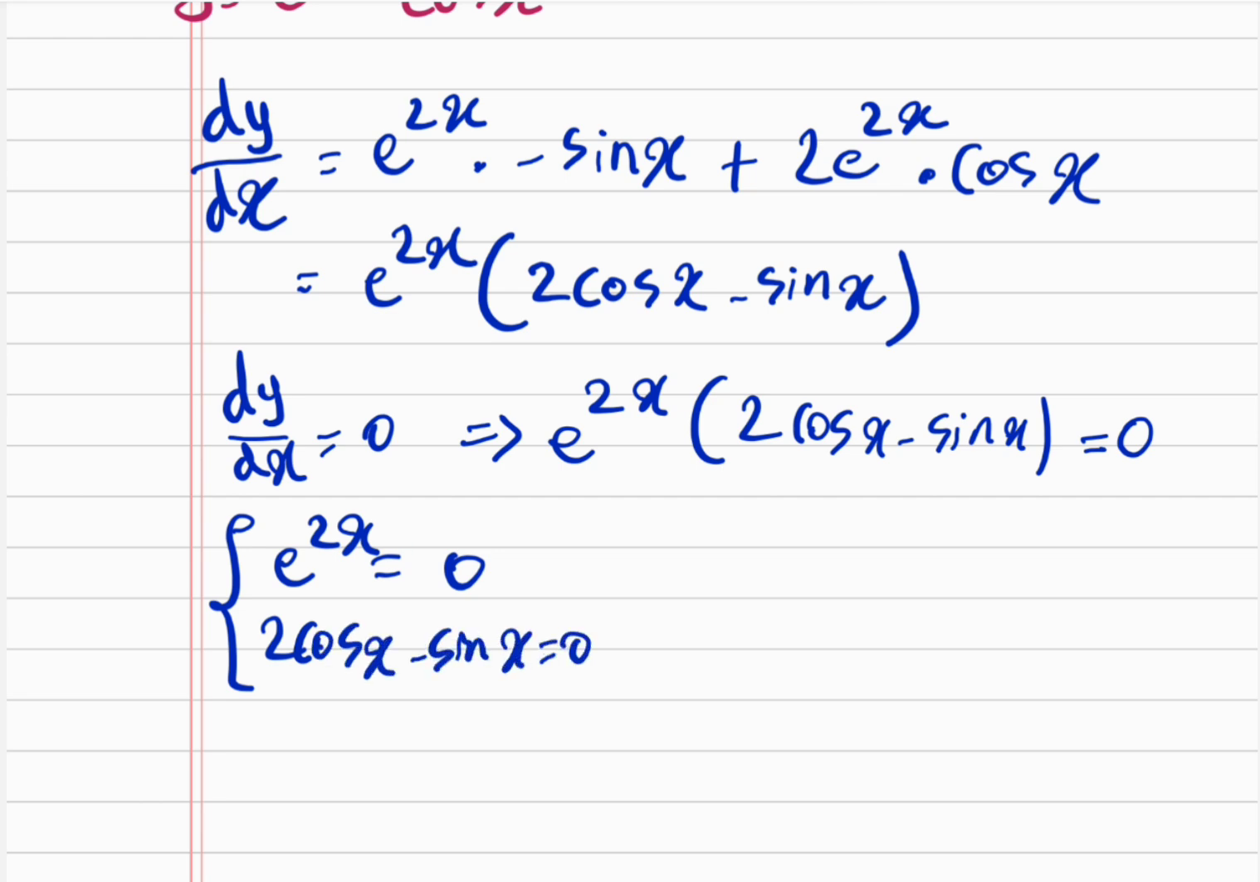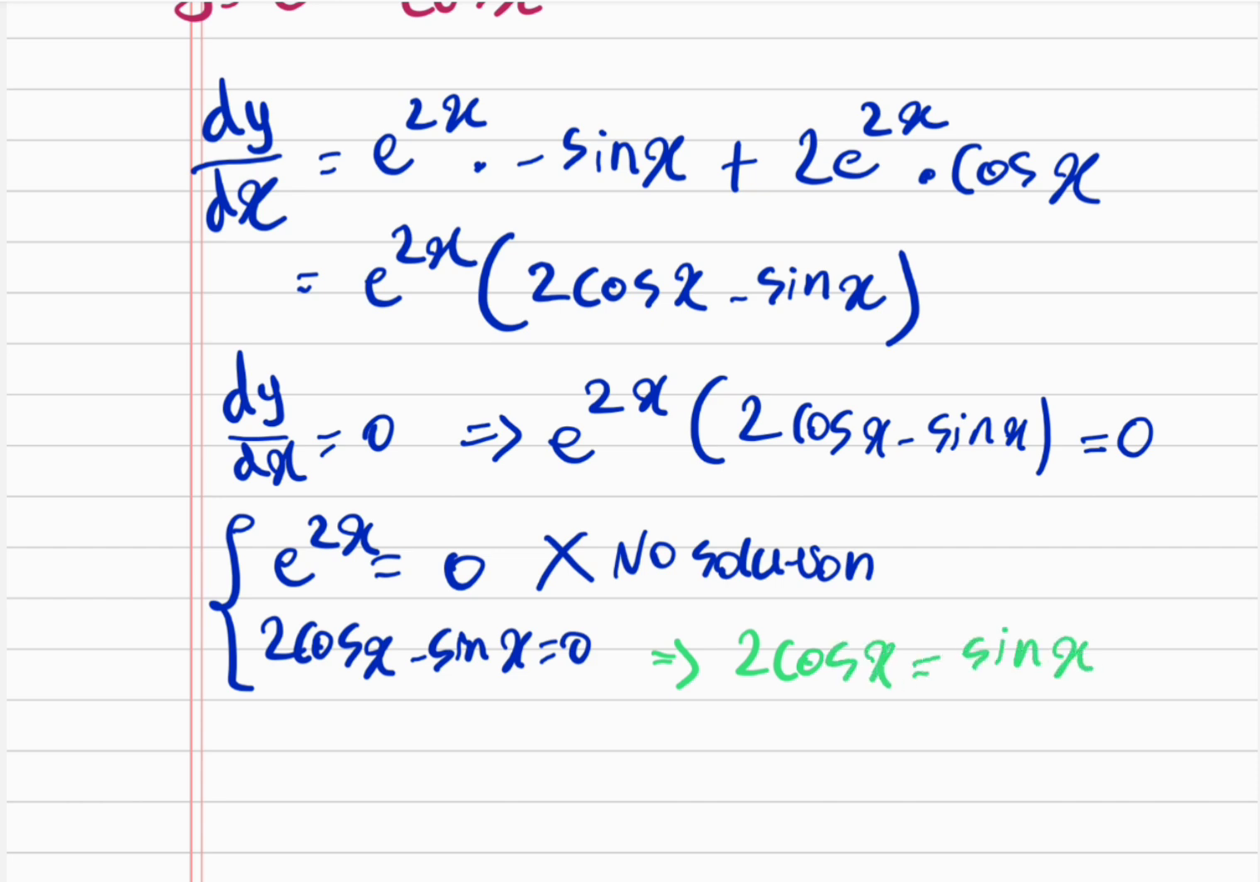But the problem with the first equation is that e^(2x) can't be 0, so this doesn't have any solutions. There is no value of x such that e to the power of that times 2 gives 0, so there does not exist such a value for x. That's why there is no solution. But we can solve the second equation. So let's rearrange that first. 2 cos x = sin x.